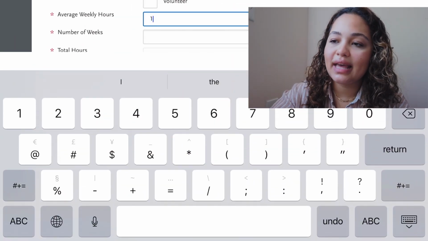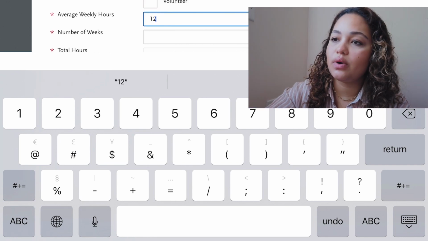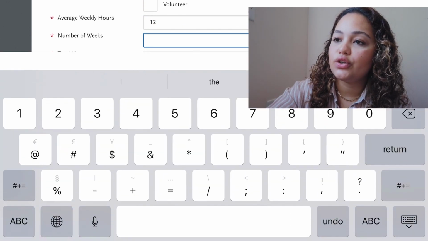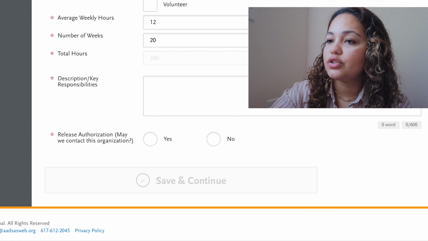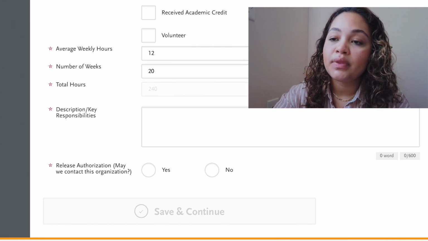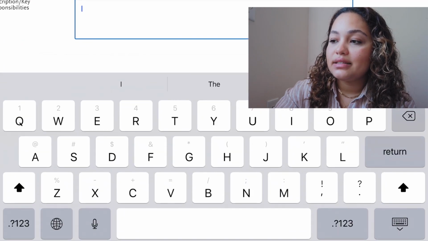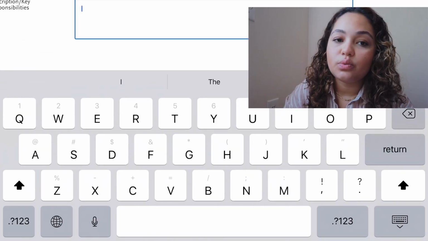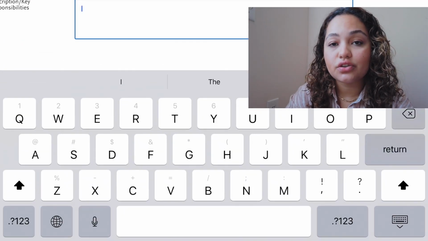Here, you would put in the average weekly hours. Let's say you did 12, right? And then you do number of weeks. Let's say that was 20. And then it automatically will calculate the number of hours for you. Okay? And then the description, right? The description is where you have 600 characters to describe exactly what you did here.